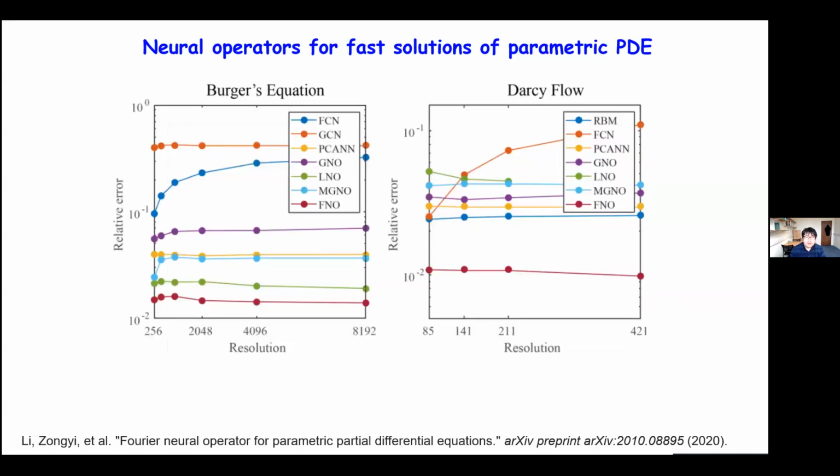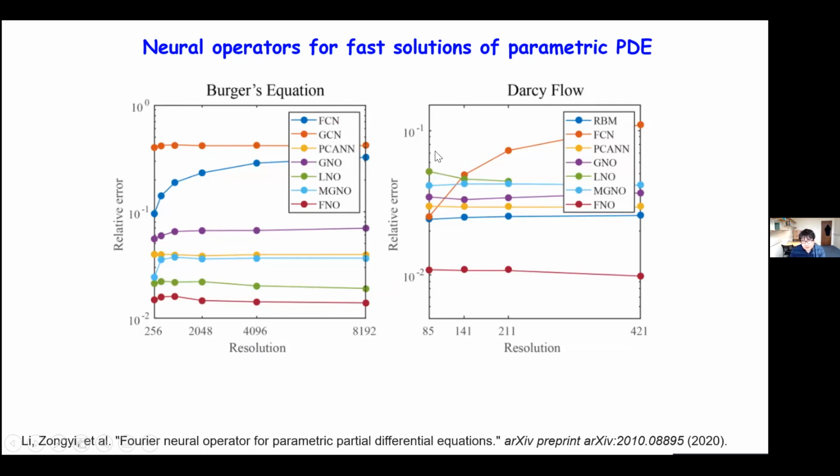And also, when we compare this Fourier neural operator architecture to all the other neural network architectures that we find in literature or we define ourselves, we can see that this FNO really outperforms all the other architectures. For the testing case that we're showing, this is Burgers equation, this Darcy flow basically.